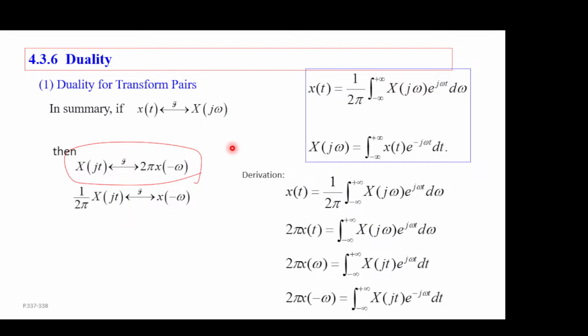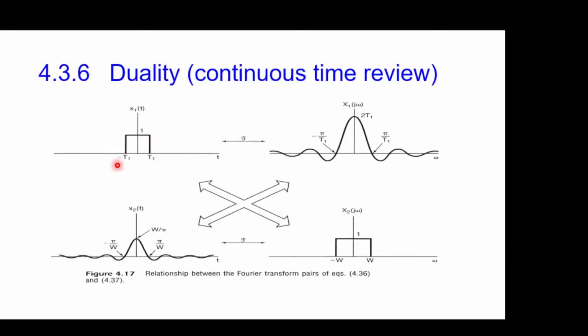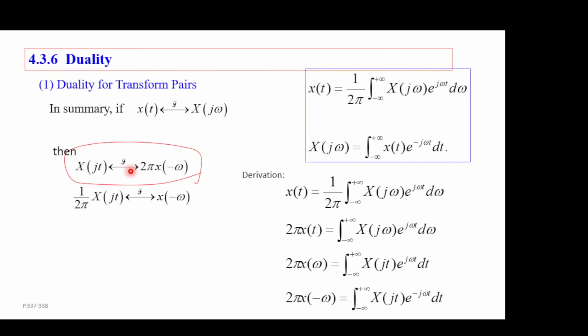So the actual equations are here. You have small x of t equal to big X of j omega. Then if instead you write big X of jt, so pull this into the time domain, then the corresponding thing will look a lot like this x of t, but actually it is 2 pi times x of minus omega. So you need to change this t to minus omega and you need to multiply by 2 pi. But it will look very similar. Okay? So that's duality in continuous time.